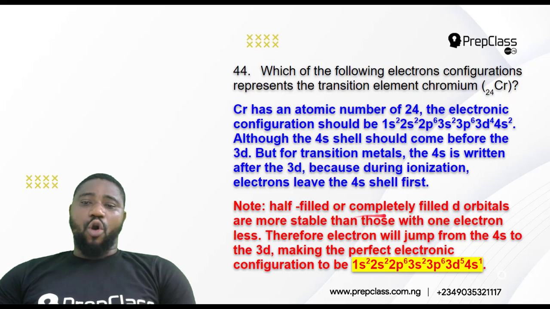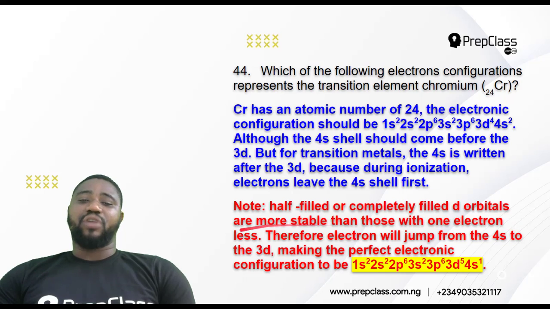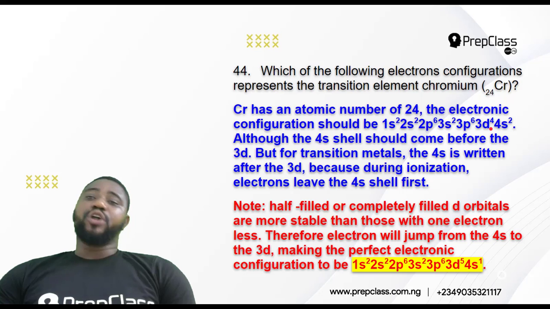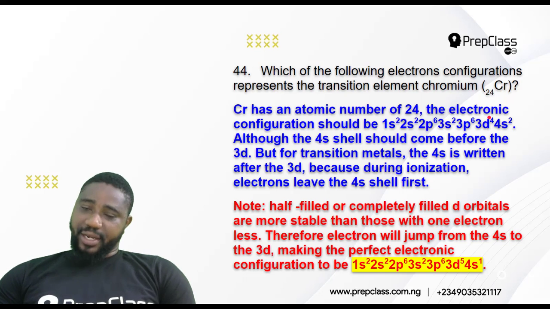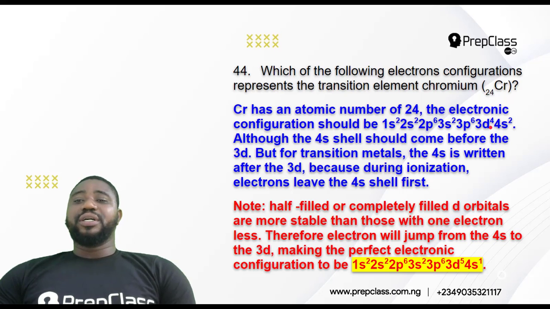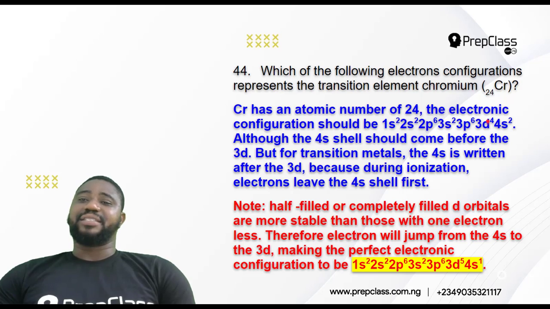So half-filled or completely filled d orbitals are more stable than those with one electron less. You can see that this one, 3d4, is one electron less. For it to be half-filled, it will be 3d5. For it to be completely filled, it will be 3d10. Are you following what I'm trying to say? So 3d10 or 3d5 is much more stable than this 3d4.